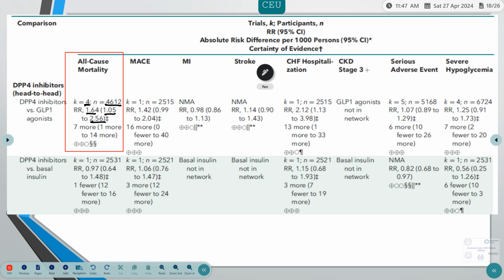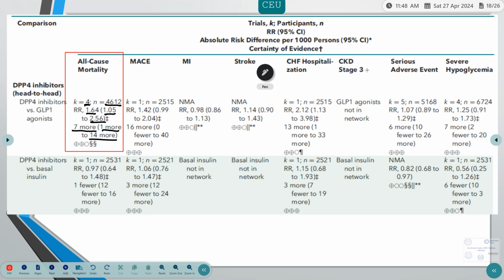So they've put it in terms of number of patients also. They've not put the denominator, but usually they put the denominator 1000. So the mortality in DPP4 range was, according to this study, 7 more deaths, but it can range from 1 more death to 14 more deaths in 1000 population. So that is our estimate.